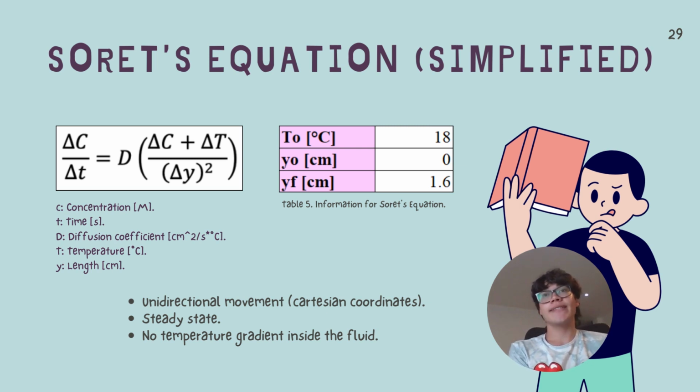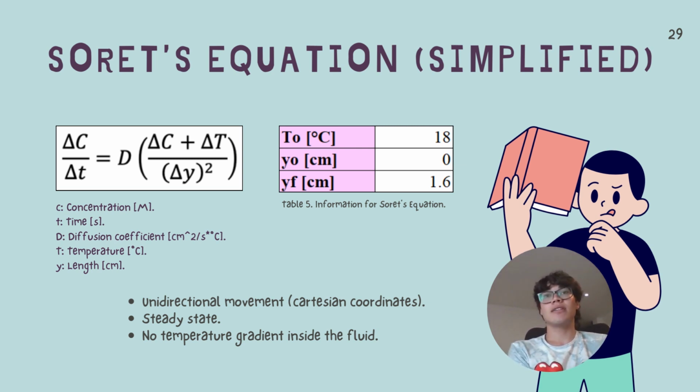In this case, we can see the simplification made to the equation in this slide. These simplifications are because we assume the system is in a steady state, and also that there is no temperature gradient inside the fluid. We also say that the coordinate system is Cartesian, even though cylindrical coordinates are more suitable in this case because of the geometry of the recipient of the fluid. But again, this is for simplification.